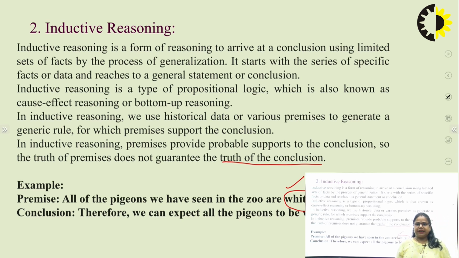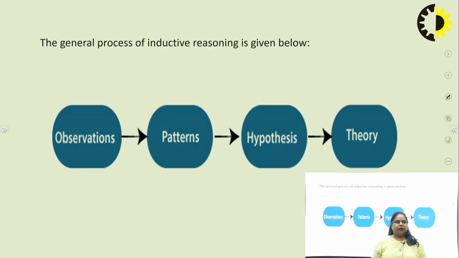But we cannot give the guarantee that all the pigeons in the zoo are of white color, because we have not seen all the pigeons. We have not noticed all the pigeons. So we cannot say that all the pigeons, whosoever is in the zoo, are of white color. But we can say that I expect that whatever pigeons are there in the zoo, they all are of white color, right? They can be brown, they can be any other color also, but we came to a conclusion that they are of white color, right?